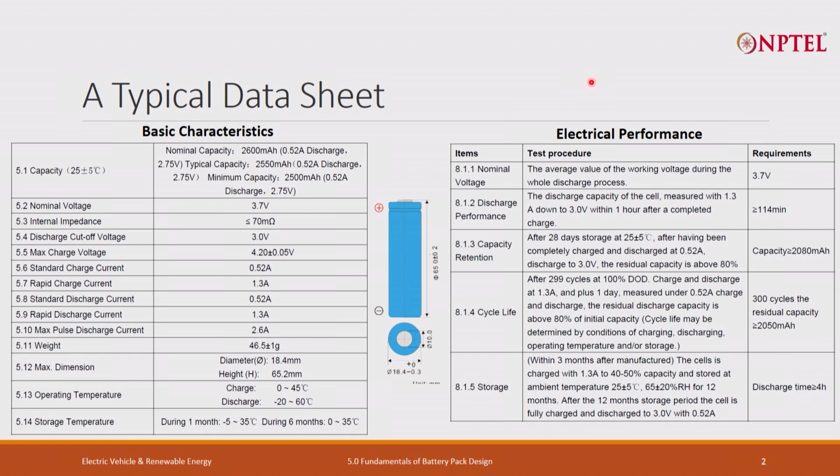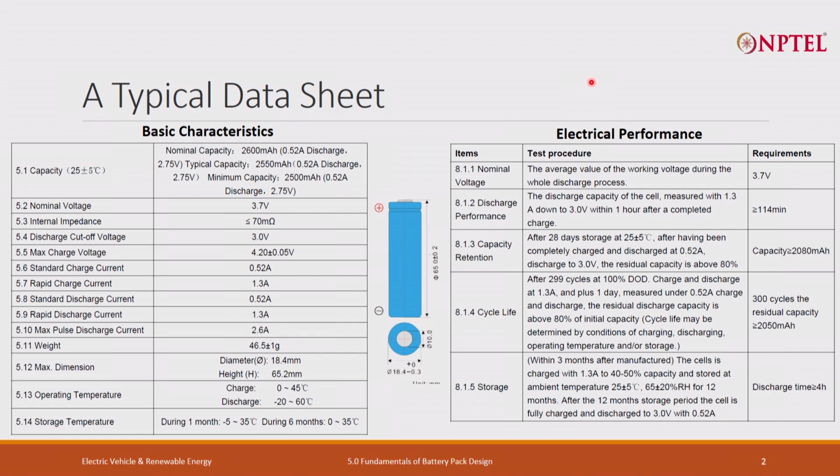Then next is the electrical performance. This is a bit more detail on what they tell you about the cell. When we say the nominal voltage is 3.7 volts, it does not mean that the cell is always at 3.7 volts. What it means is that the cell, for most of the time during charging or discharging, is at 3.7 volts. So the nominal voltage is 3.7. And the discharge performance: when the manufacturer tells you the discharge capacity is 2600 mAh, it means a standard discharge has been followed.